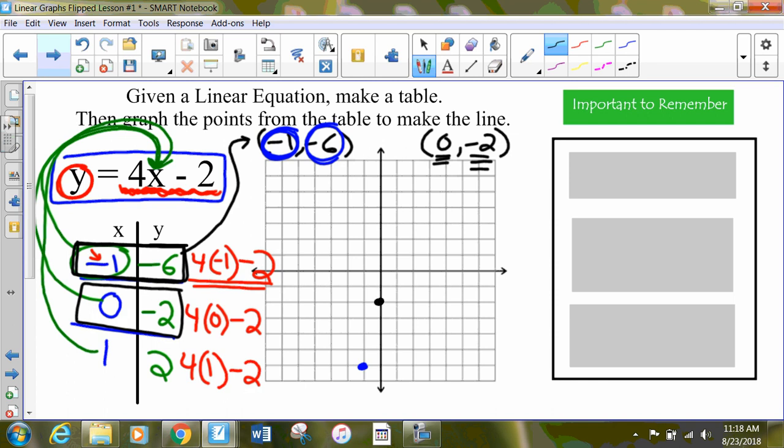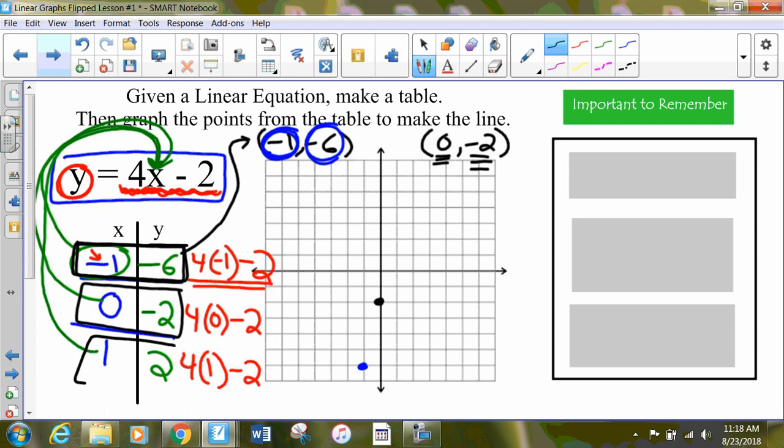There's our second point. Now, if we didn't graph a third point, we could connect these 2 dots because, right, that's all it takes. 2 points tells us where our line is. But if we made a mistake on one of those points, we're going to get the wrong line and we'll get it wrong on our test. We don't want to do that. So that's why we're going to do the third one.